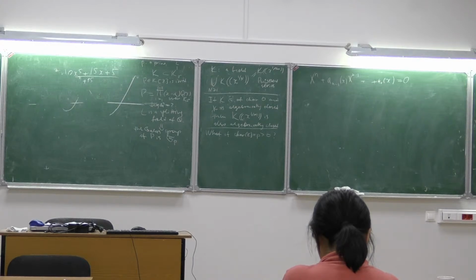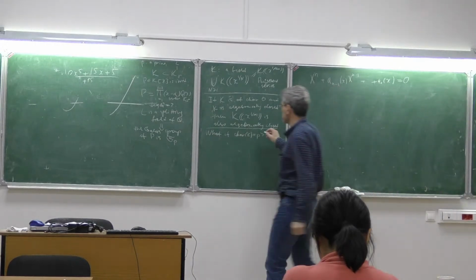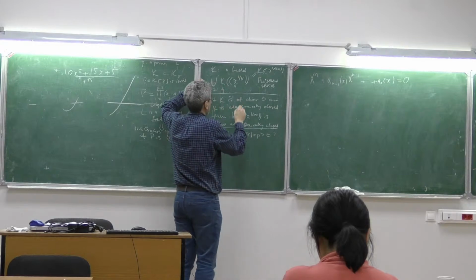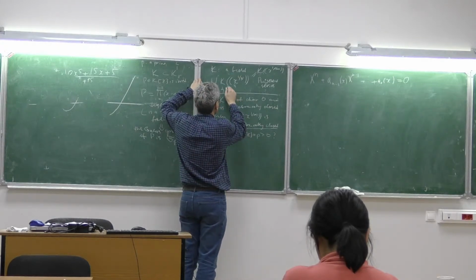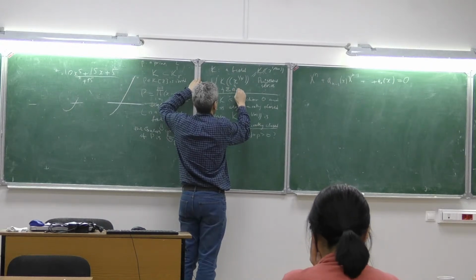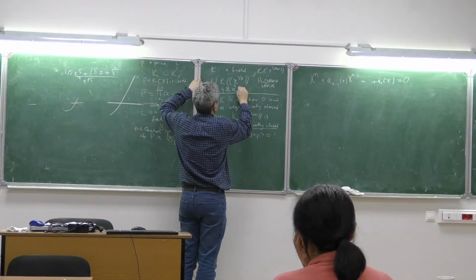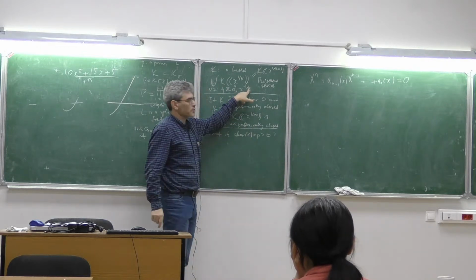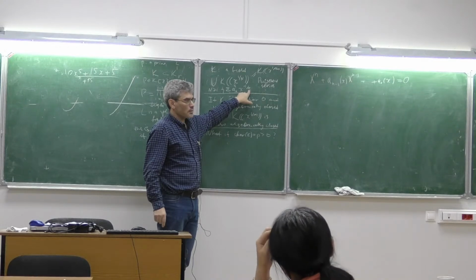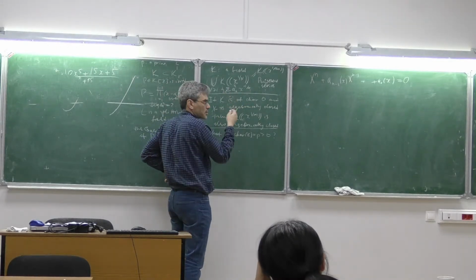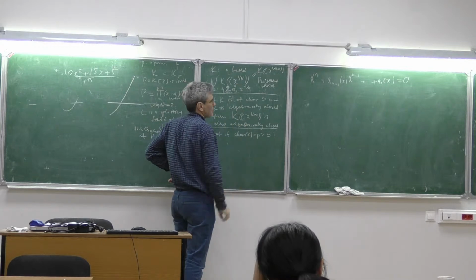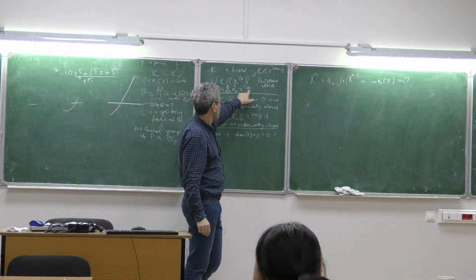Maybe I should write this as a set. So it is the set of sums of a_n x to the n over big N. You see that big N is fixed for each series, and the smaller n goes from n naught to infinity.